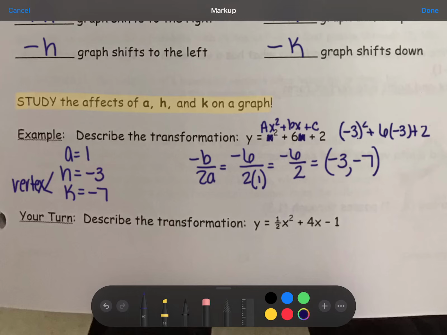Remember I said earlier, if your a value is a 1, it does not change the width of the graph. So this doesn't get fatter or skinnier compared to the parent graph. So there's no difference there.